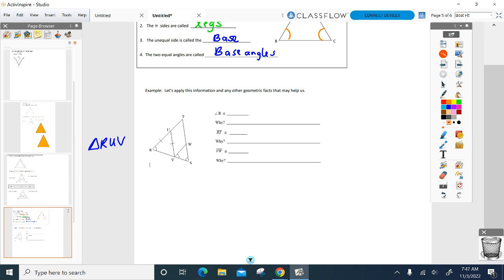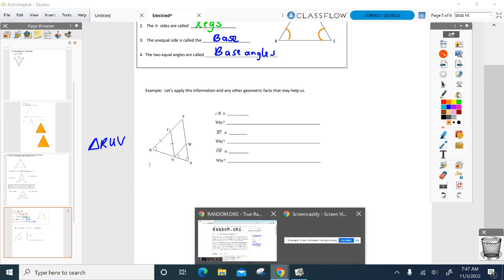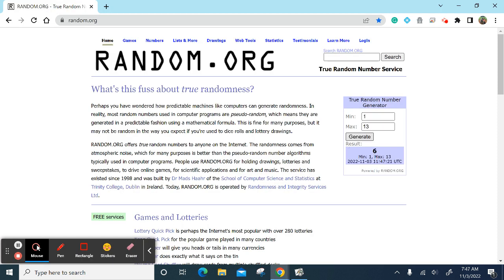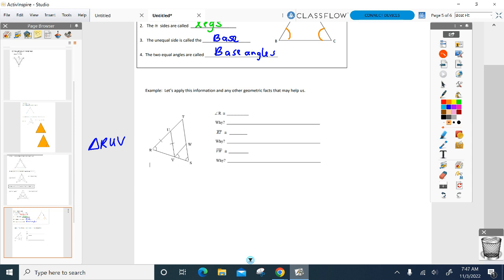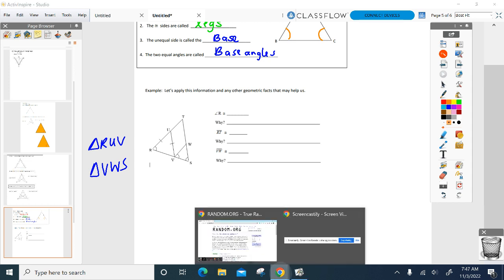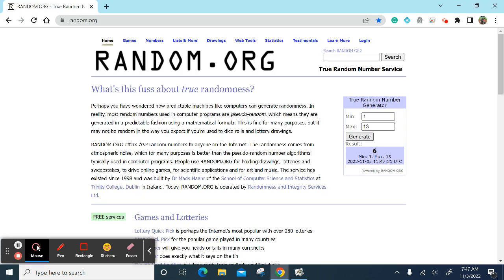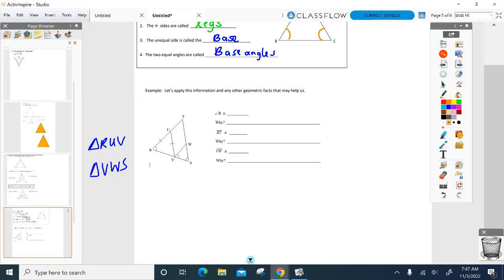There are two more isosceles triangles I see in this diagram. Name another isosceles triangle. VWS, yep, the small one over here. Why is that isosceles? It's got two congruent angles. And name one more isosceles triangle for me before we start. It's a big one, right? Good job. So there are three isosceles triangles in this diagram.